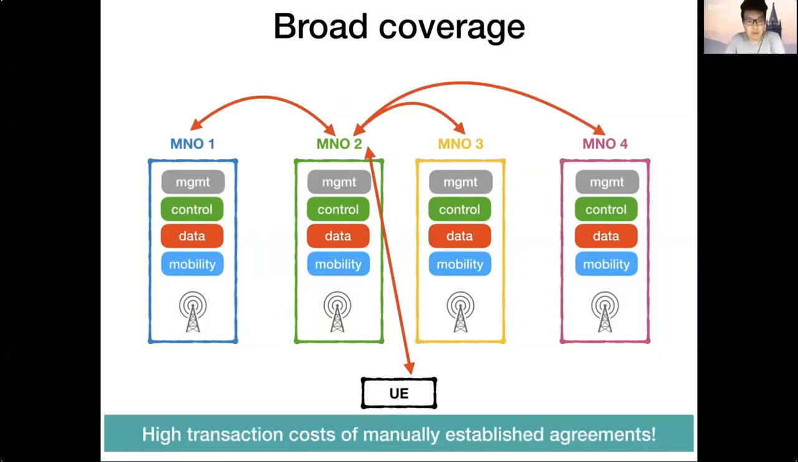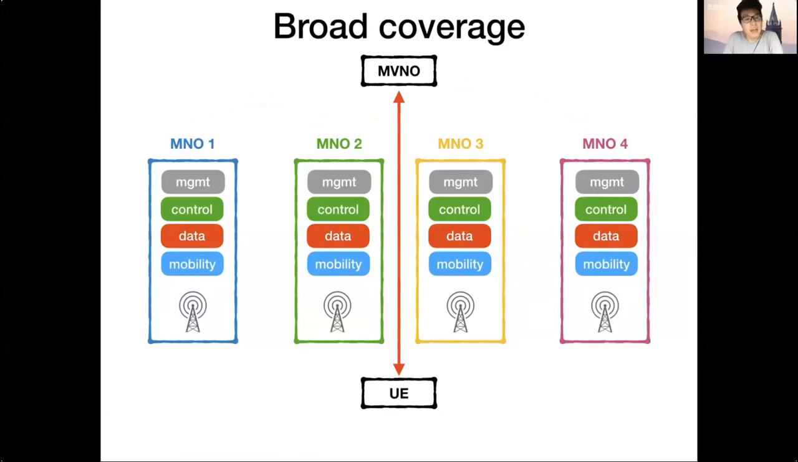However, this leads to high transaction cost of manually establishing all these roaming agreements, which is definitely unscalable. Note that MVNO doesn't solve this issue. The only difference here is that instead of having the operators establishing roaming contracts in a pairwise fashion, the MVNO need to now go ahead and establish agreements with all the small-scale operators, which still incurs large transaction costs. So today's approach cannot work for broad coverage for small-scale access providers.